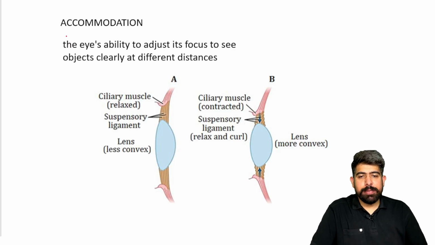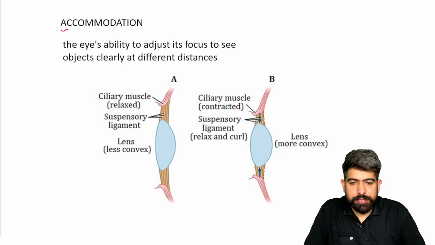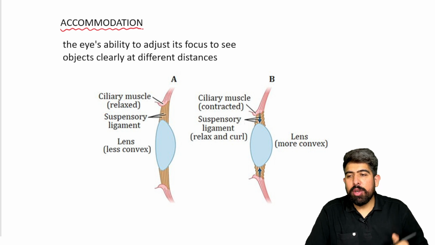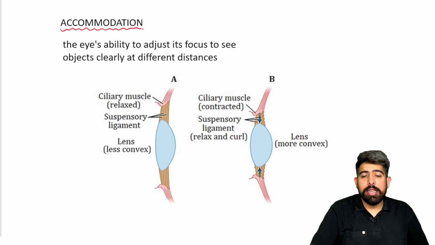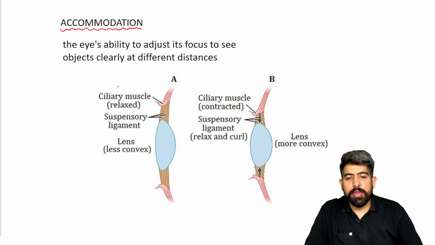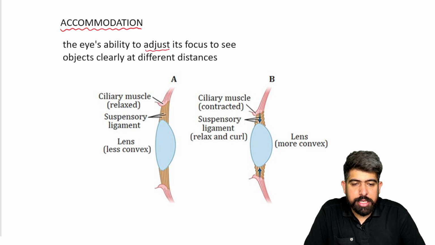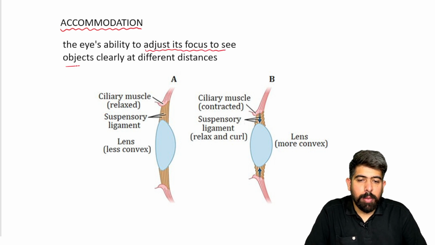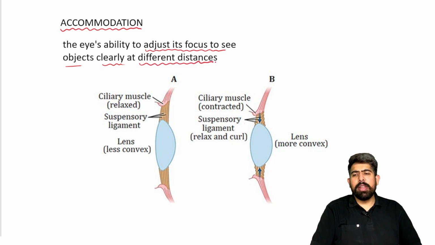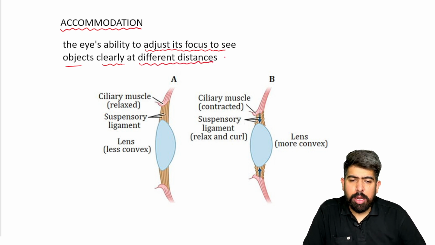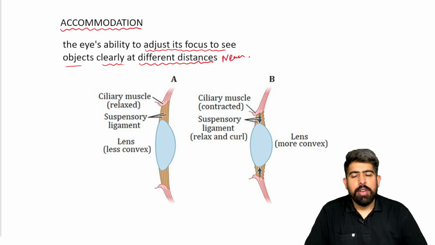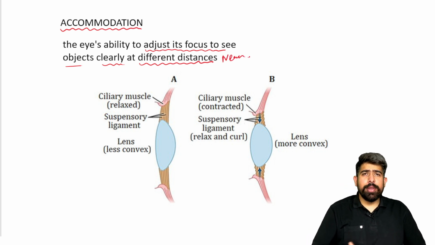Okay, let's move forward. The next is accommodation. If I'm talking about accommodation, what is happening? Accommodation is the eye's ability to adjust its focus to see an object clearly at different distances. It works more for near objects, focusing on your near object. I'll give you an example. I'm seeing a far object and suddenly I see a near object, like my mobile phone. Right. So what will happen suddenly?